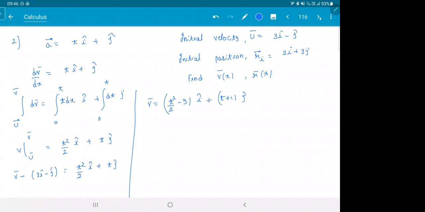Hope this makes sense. Same thing you'll do for this also now. This is dr by dt. Send dt that side. t square by 2 minus 3 dt i cap plus 1 dt j cap. Again integrate. This will be from r initial to r final. This will be from 0 to t, and 0 to t. Get it? I'll give you a minute.